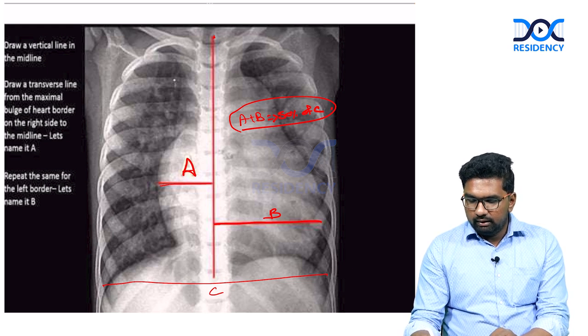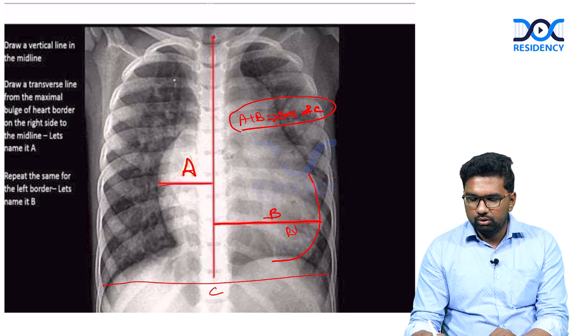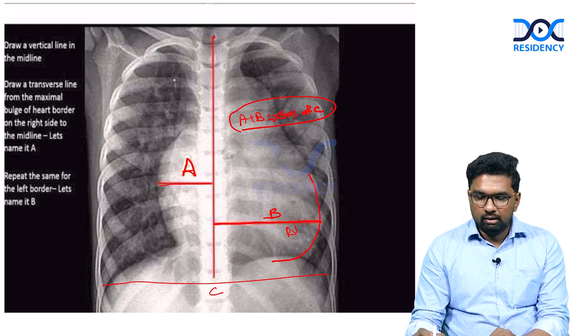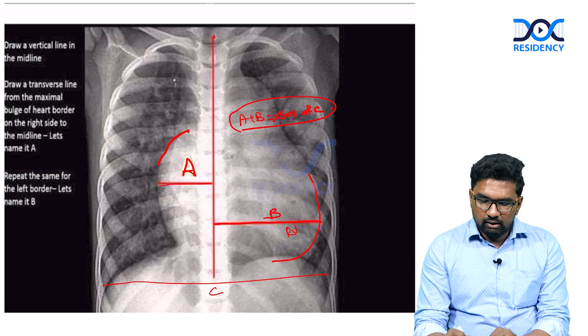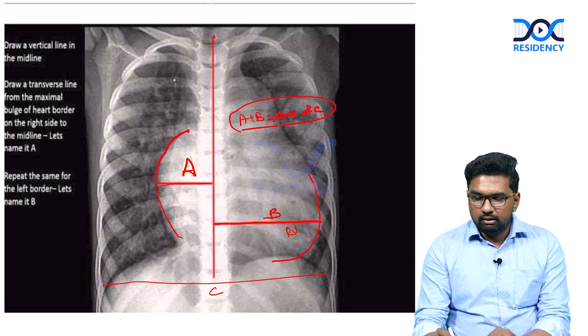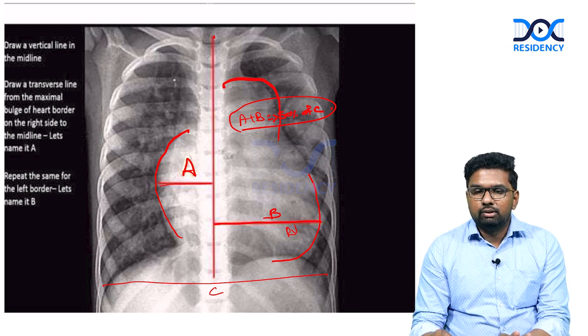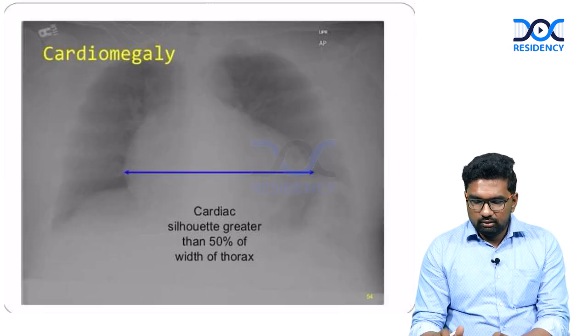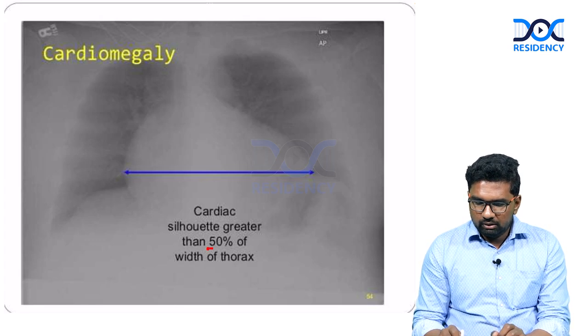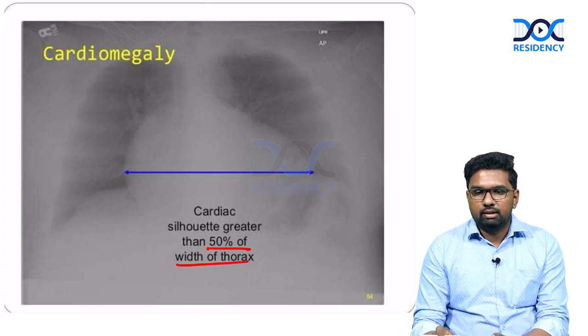And here we can find this is an RV apex, that is right ventricular apex, which shows right ventricular hypertrophy. Here you can find the right atrium is also enlarged towards this side. And this is the aortic knuckle. There is no evidence of any aortic valve involvement from the X-ray in this patient. So this is the cardiomegaly, more than 50% of the widest area of the thorax.